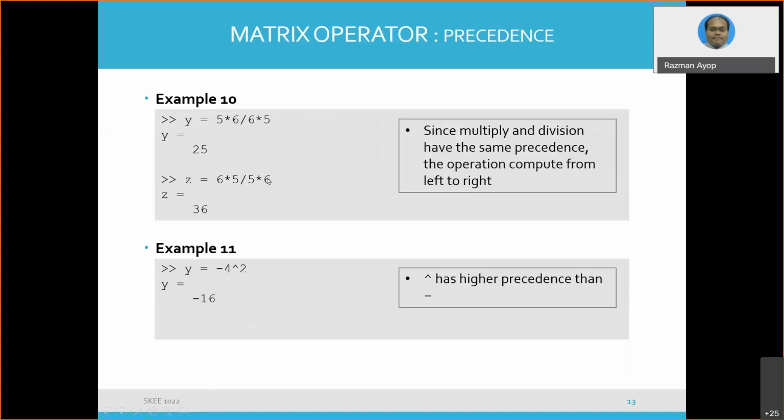Okay, example 10. So you have y equals 5 multiplied by 6 divided by 6 divided by 5. Multiplication and division have the same precedence, which means you have to compute from left to right. So basically 5 multiplied by 6, and then this answer will be divided by 6 and then multiplied by 5. Okay, make sure you understand the level of precedence.